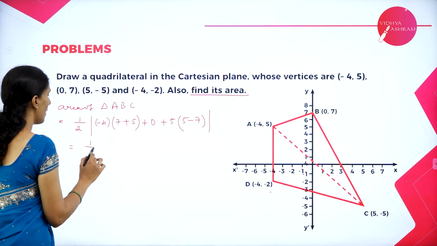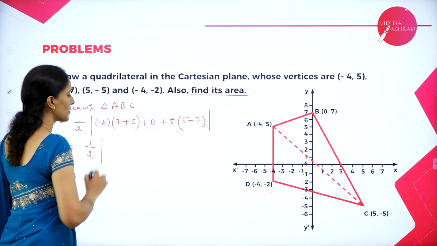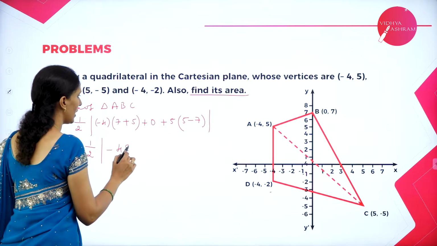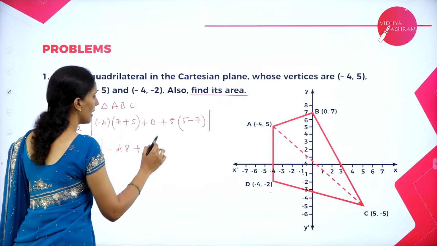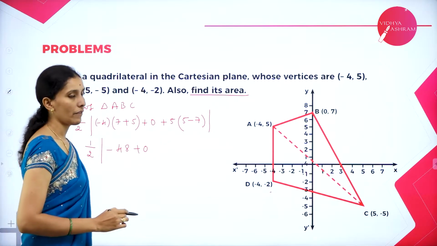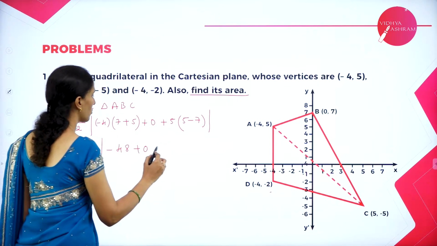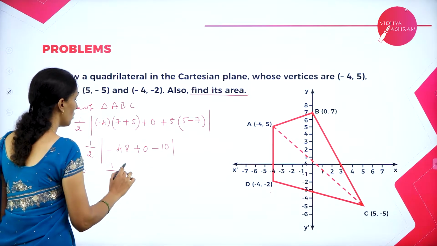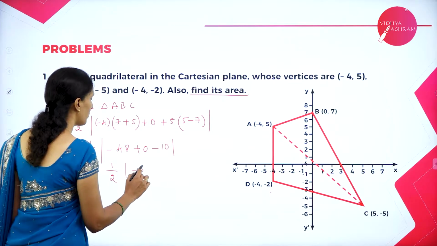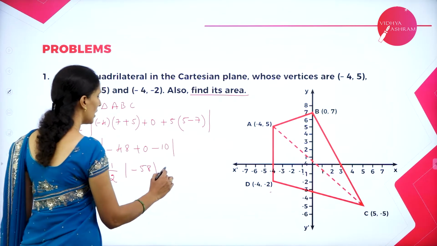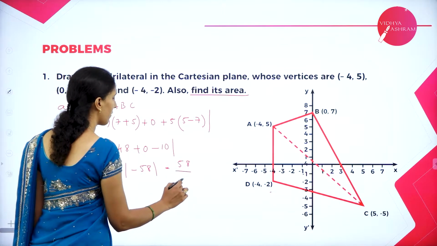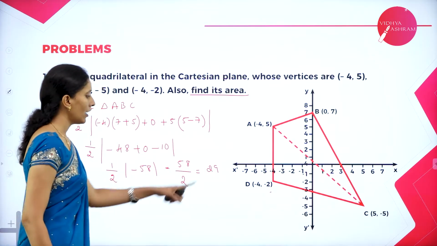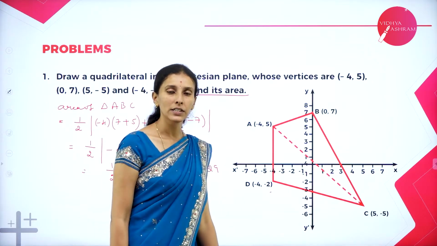So here we have half. 7 plus 5 is 12. 12 into minus 4 is minus 48. This is 0. And this is 5 minus 7, which is minus 2. Minus 2 into 5 is minus 10. So you have here half into modulus of minus 58. Since this is modulus, we can make it 58 divided by 2. So your value is 29. So the area of the first triangle is 29.